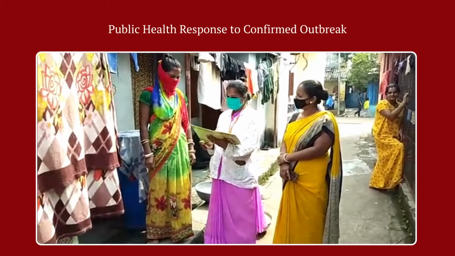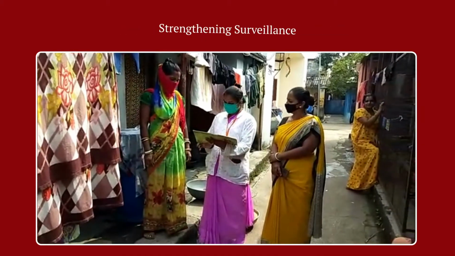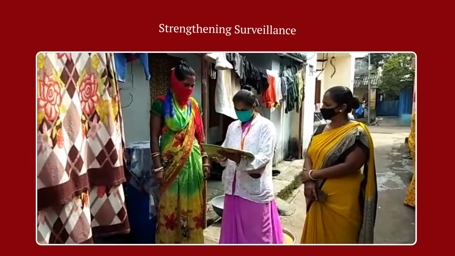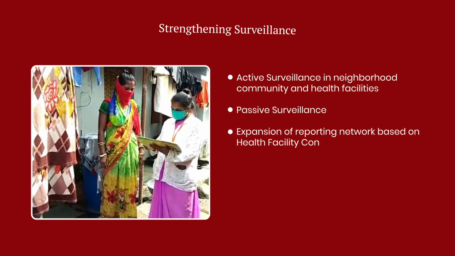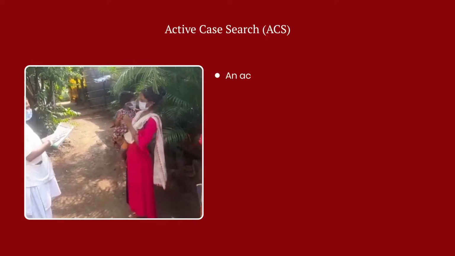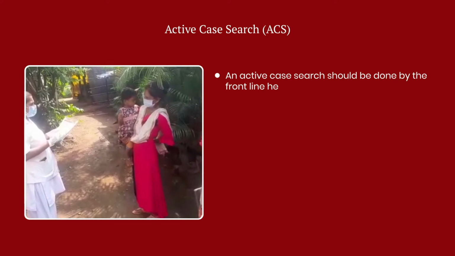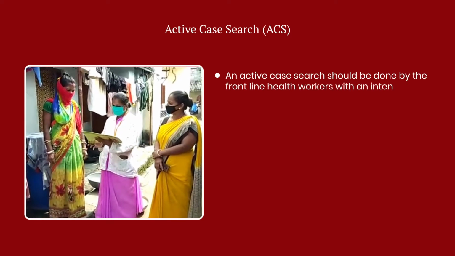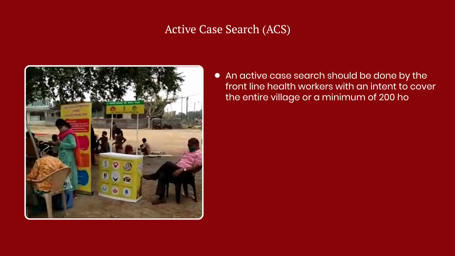Public health response to confirmed cases or outbreak. Strengthening surveillance. Strengthening of surveillance should be done through active surveillance, passive surveillance, and health facility contact analysis. An active case search in the neighborhood community should be conducted at the earliest opportunity by the local frontline workers with an intent to cover the entire village or a minimum of 200 households.